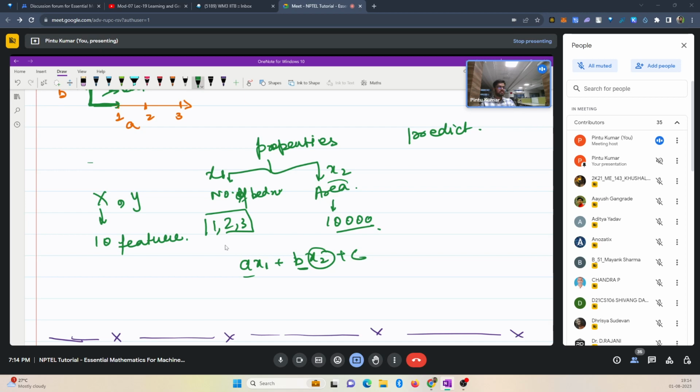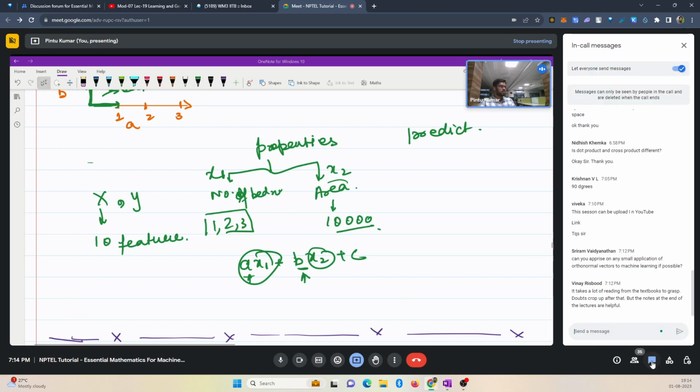Because the value of area is large, we will try to learn b very accurately, but because the value of a is very small, the influence of this particular term would be small. So what we try to do is convert everything into the range 0 to 1. Whatever vector you obtain, we try to normalize it.